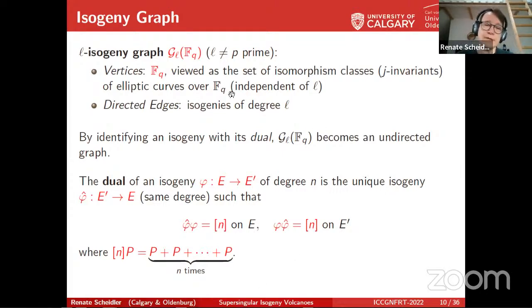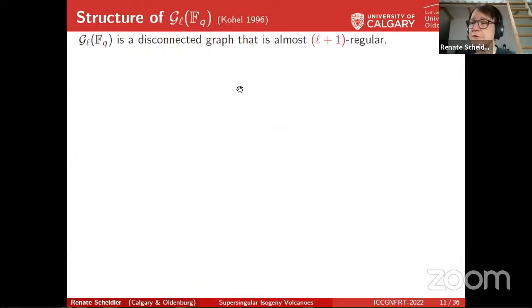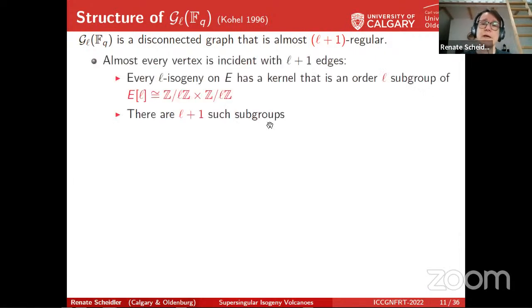Okay, all right, so that's the L isogeny graph. And now what does this thing look like? Well, it's a very, very disconnected graph, and it's almost L plus 1 regular, which means that almost all the vertices are incident with L plus 1 edges. And now why is that? That's actually very easy to see.